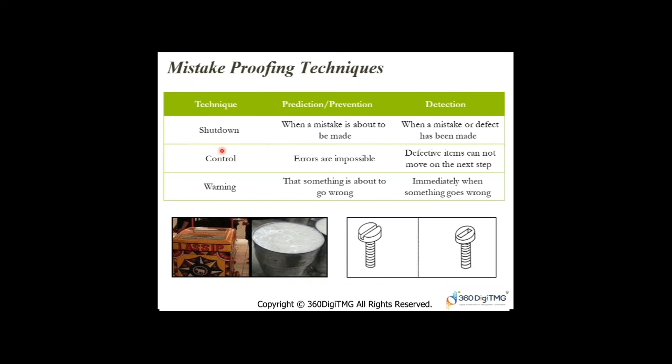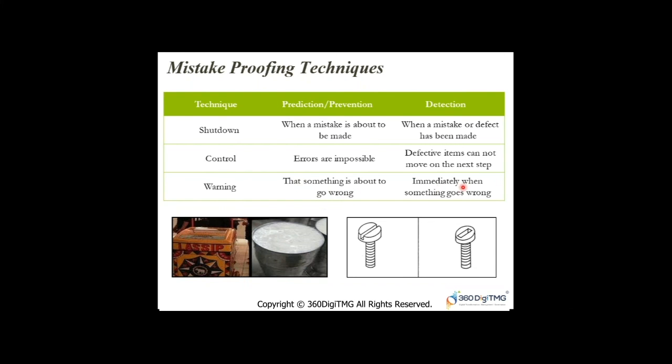Control is another technique of mistake proofing. Errors are impossible to be made in the control technique of mistake proofing. In detection, defective items cannot move on to the next step. We'll discuss all these things with examples, by the way. Warning is another technique of mistake proofing. With respect to prediction or prevention, something is about to go wrong and there is a warning message which you receive.